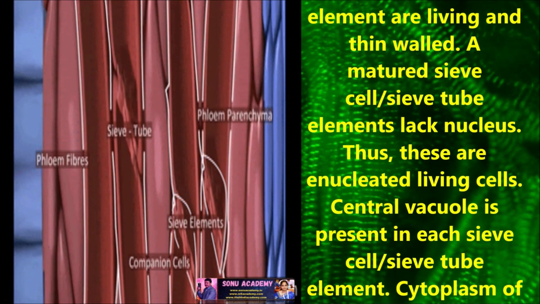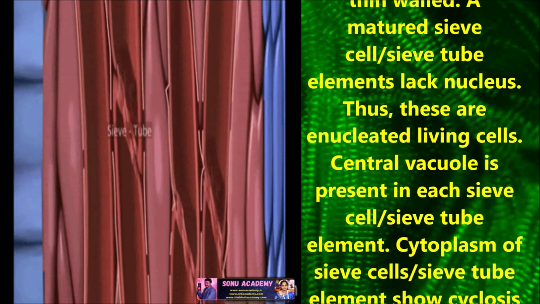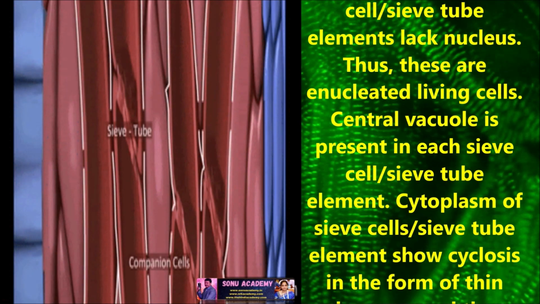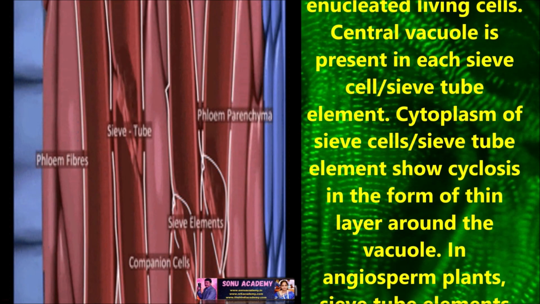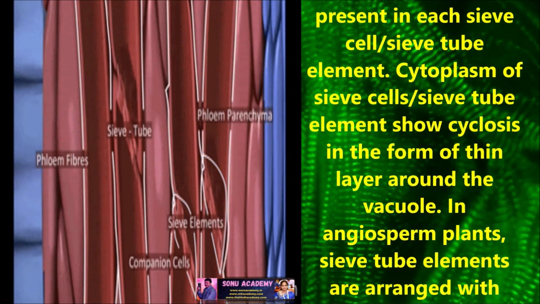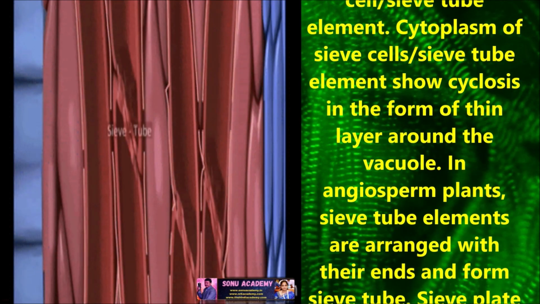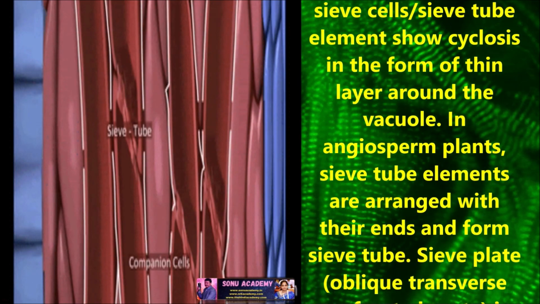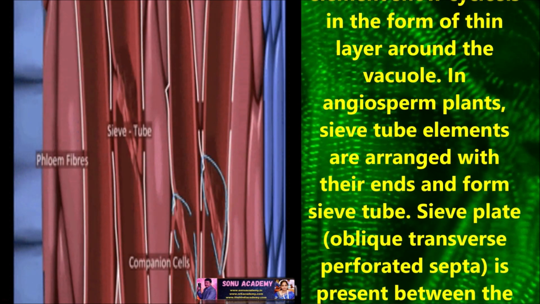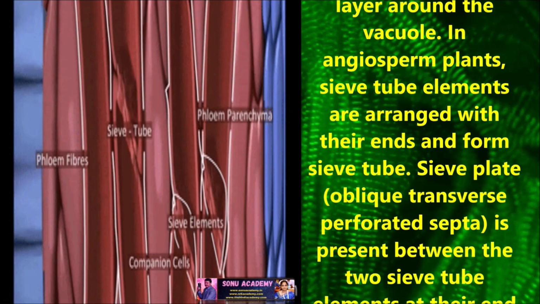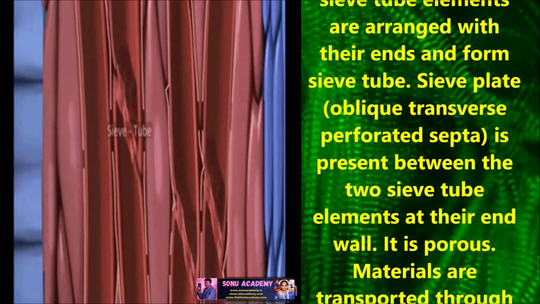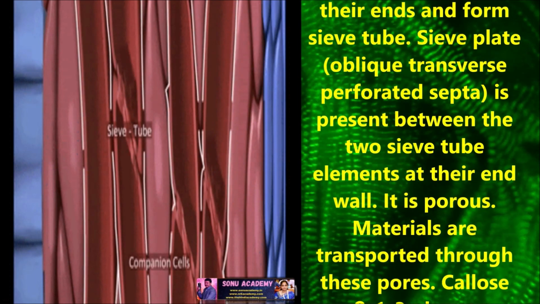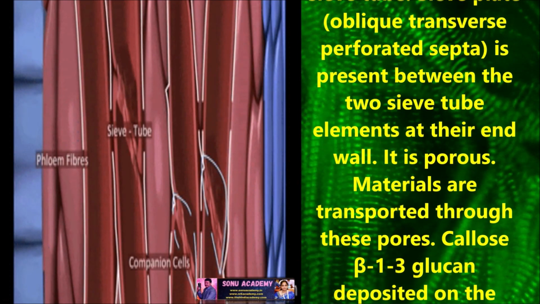A central vacuole is present in each sieve cell or sieve tube element. Cytoplasm of sieve cells or sieve tube elements shows cyclosis in the form of a thin layer around the vacuole. In angiosperm plants, sieve tube elements are arranged end to end and form a sieve tube. A sieve plate is present between two sieve tube elements at their end wall. It is porous. Materials are transported through these pores.